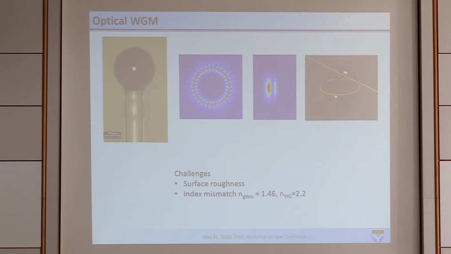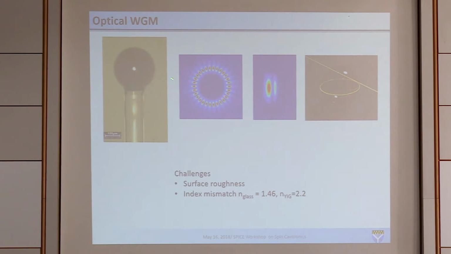Also, you really need to make this device very smooth. Make sure you do not scatter photons. This device does not scatter magnons because the magnon wavelength is large. But the photon has a very small wavelength, about 700 nanometers in this device. So you need to make sure your roughness is on the order of a nanometer scale, so you do not have optical loss.